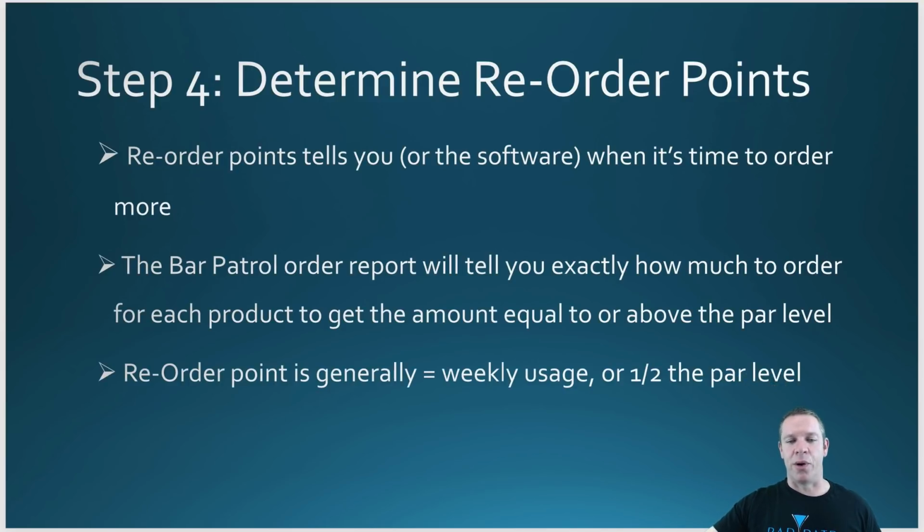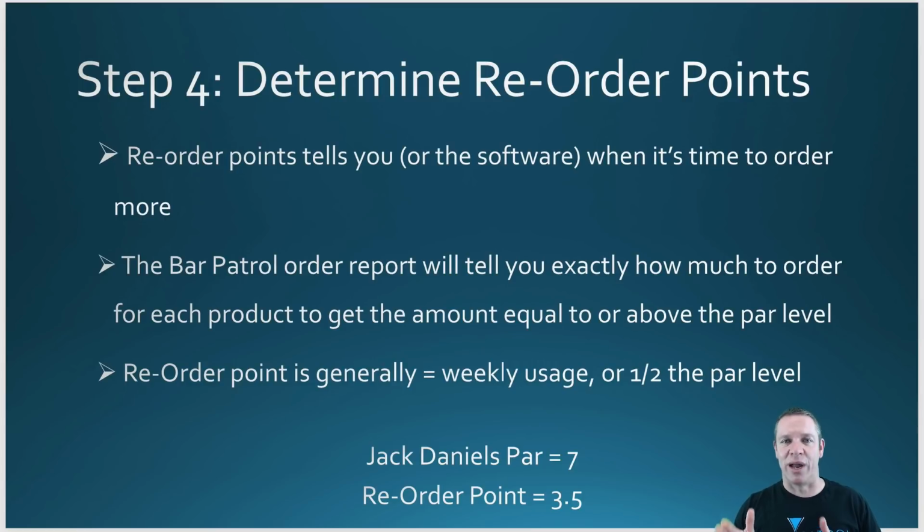The reorder point is generally half the par level, so it's pretty simple. When you get that historical data, you can just look at that and make that your par level, so it's half the par usually. In this example, if your par is 7, your reorder point is 3.5. So when your inventory count on Jack Daniels goes below 3.5, it's time to order more.